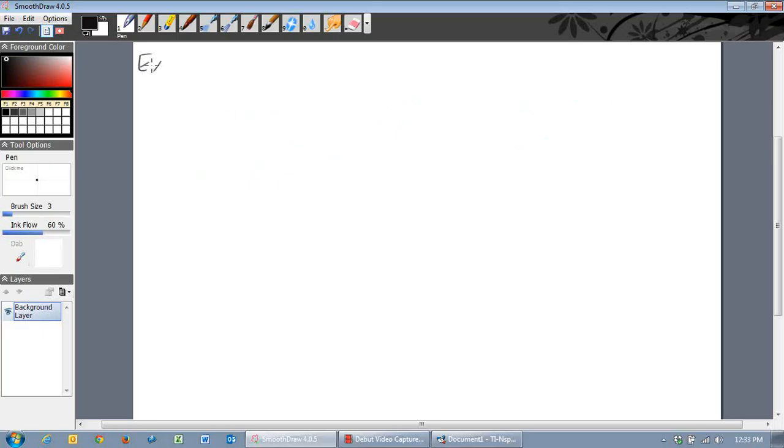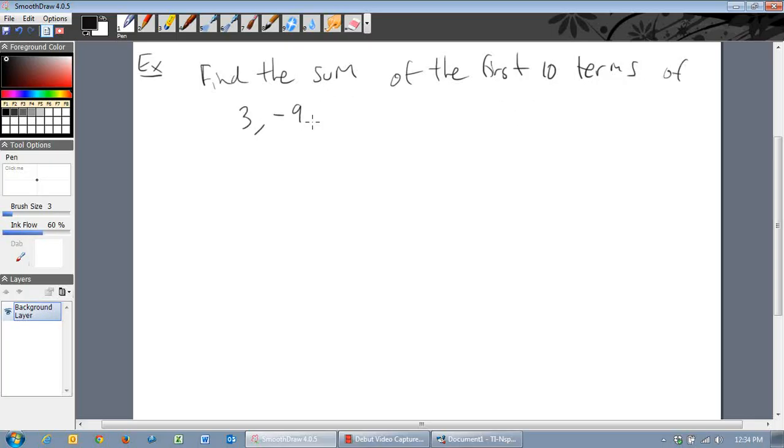Okay, an example. Find the sum of the first 10 terms of this: 3, negative 9, 27, negative 81. Okay, find the sum of this. Let's write down, what do we know? A is equal to what? First term, 3. What's the ratio equal to? Well, what's everything being multiplied by?